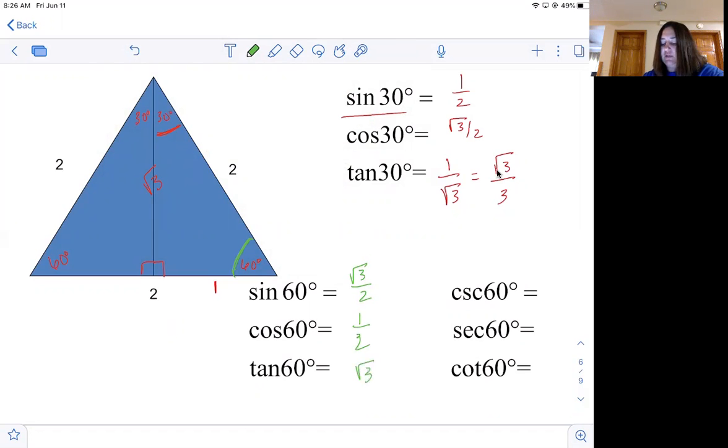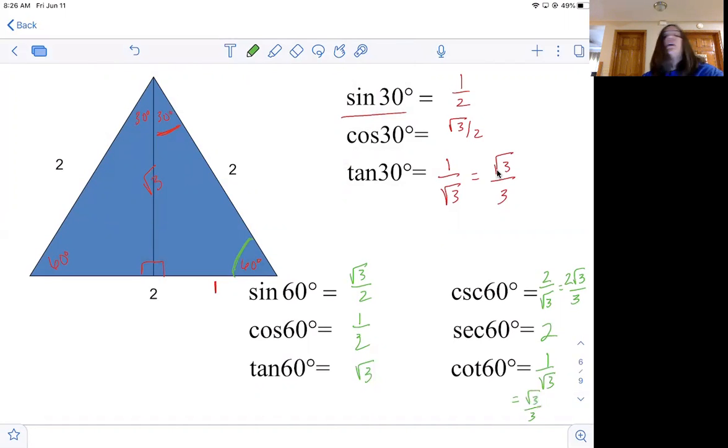Now, if we finish filling this in, remember these are reciprocals. So this would be 2 over the square root of 3. But again, we don't want that. So 2 square root of 3 over 3. And we got that by multiplying the top and bottom by square root of 3. Then you have 2. And then you have 1 over the square root of 3, which again, we're going to change to square root of 3 over 3.